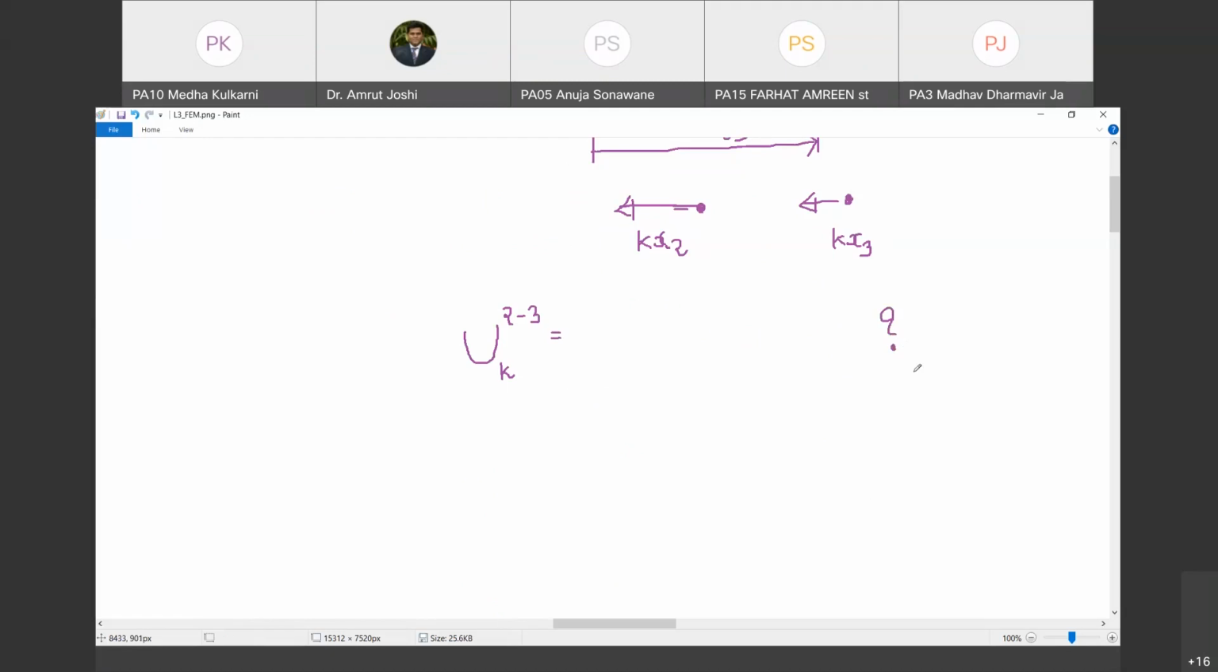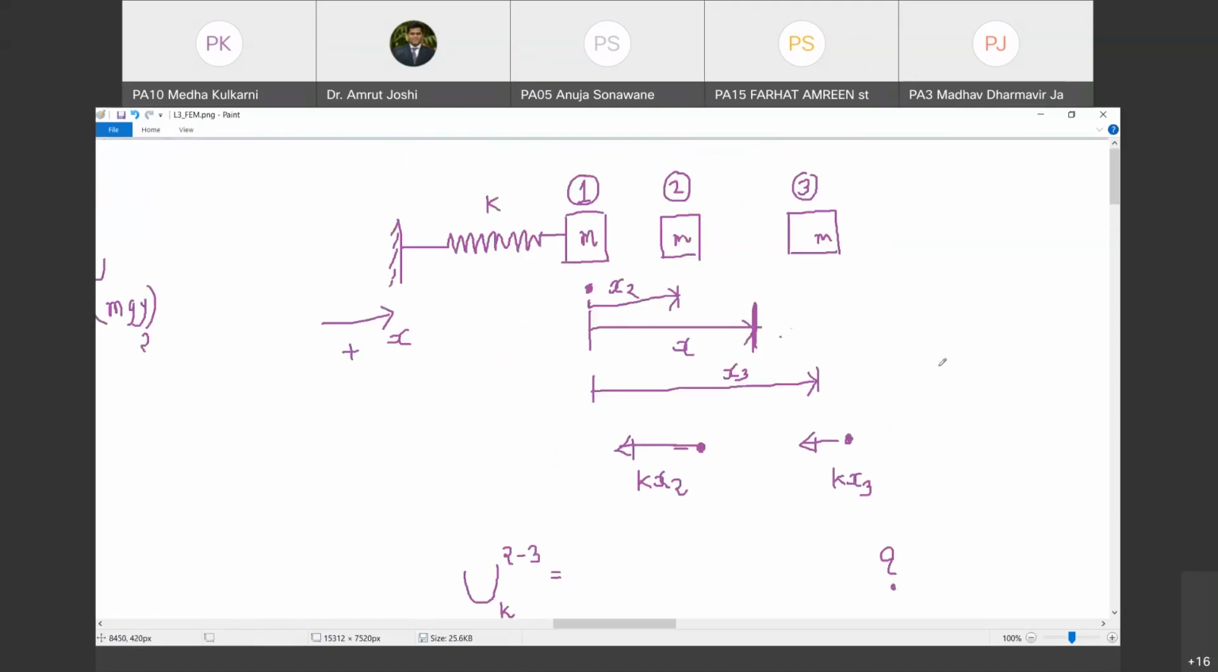Difficult. How will we do it? So now see what I am doing. I have considered any intermediate position of the mass, x. Happy? Yes, sir. At this position x, can you tell me what is the spring force?